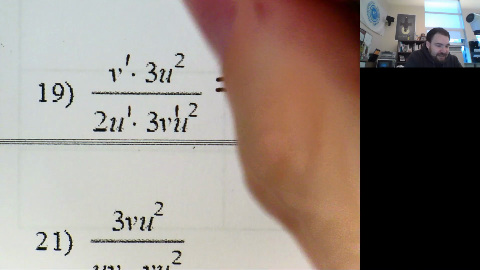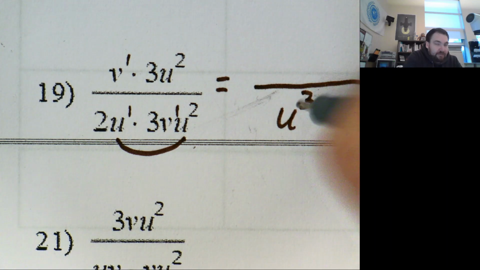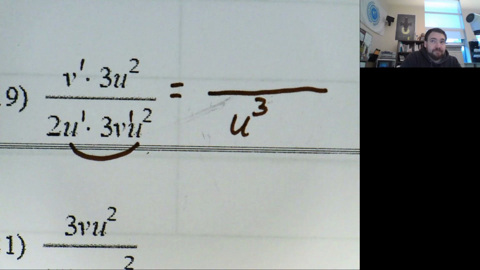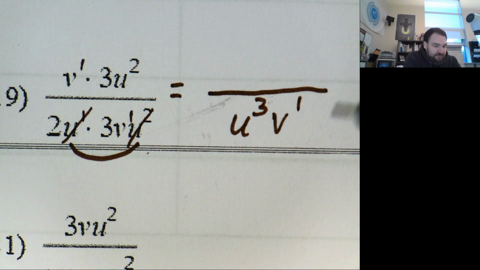Okay, so we're going to combine these two, and that's going to give us a U to the 3. And we're not going to get rid of the V. We haven't done anything with the V's yet, so we still have a V to the 1 here.